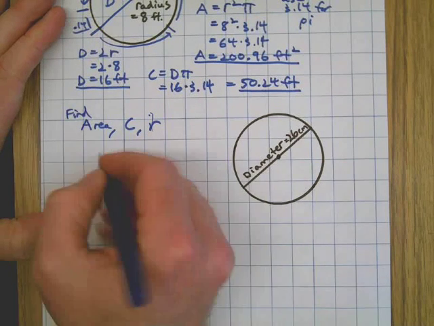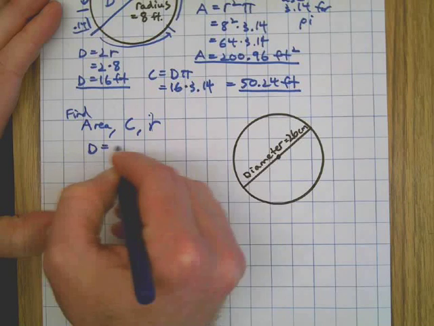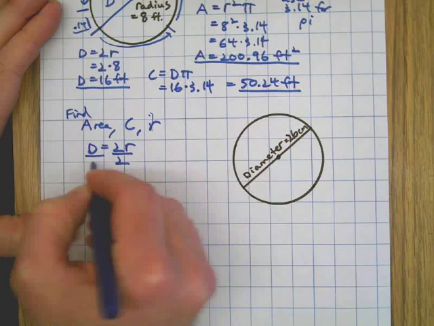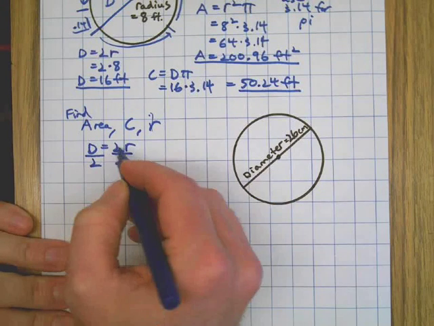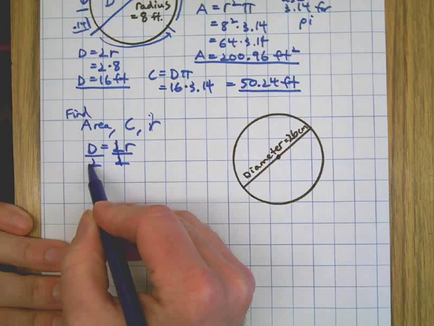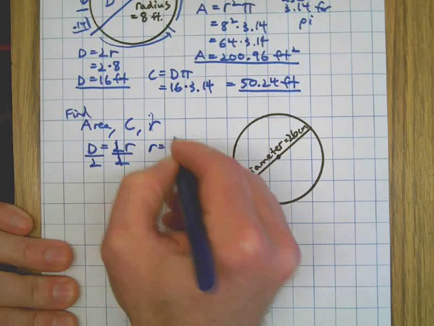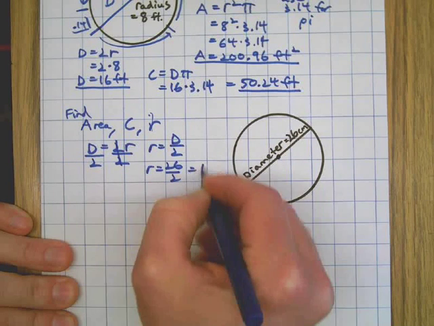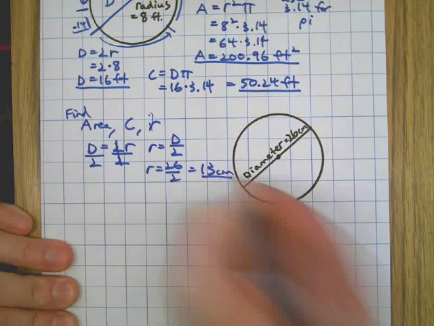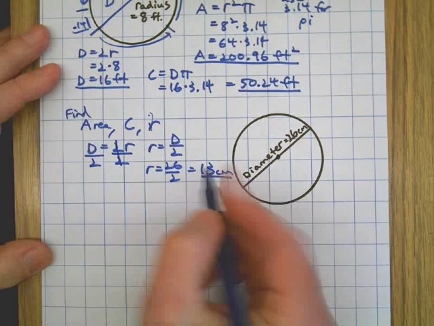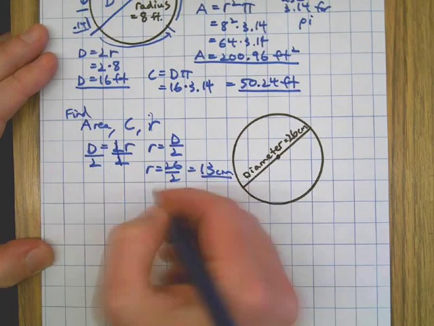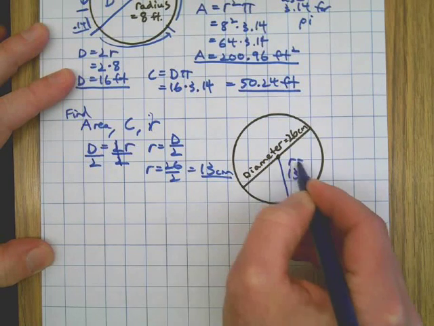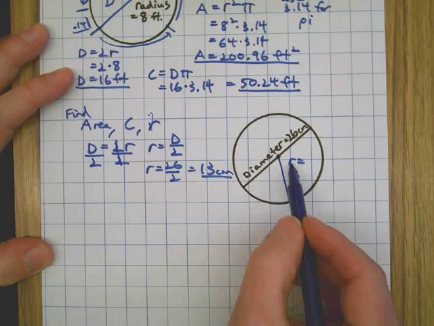So I'm going to start with radius. Since diameter equals 2 of those, I can also write a formula for radius, just using algebra here. If I divide both sides by 2, I get radius equals diameter divided by 2. So I'm going to use that. So in this case, diameter is 13. Radius is 13.